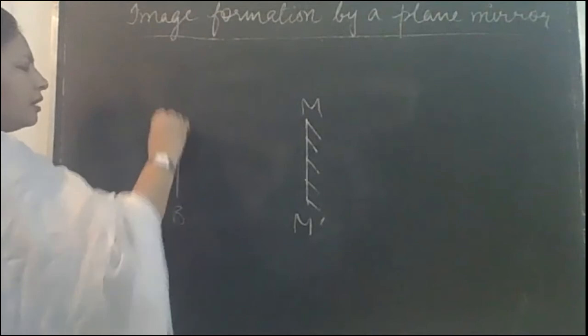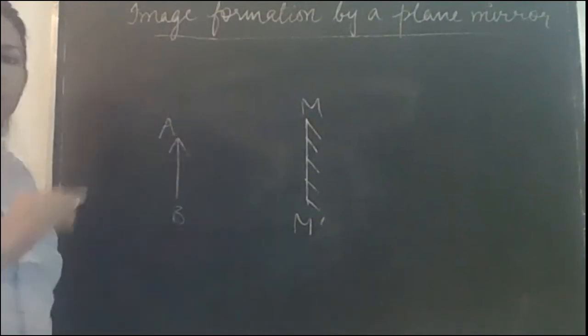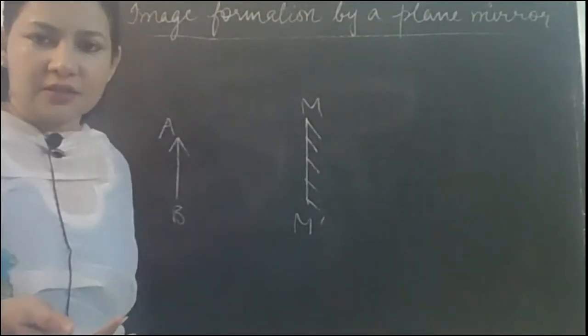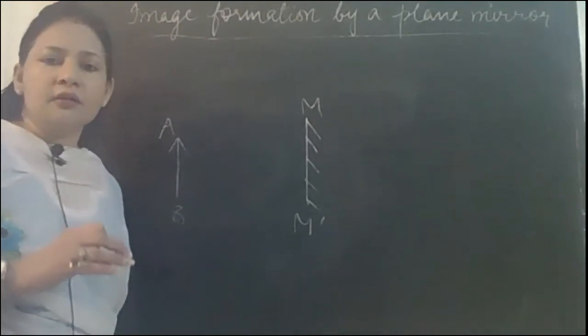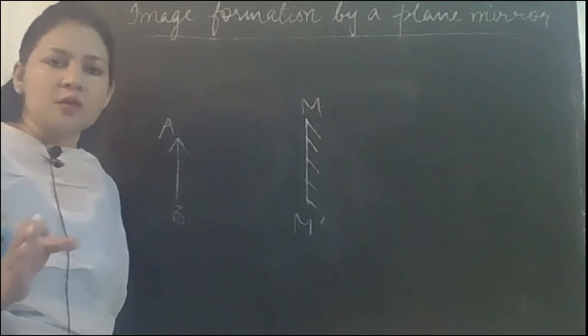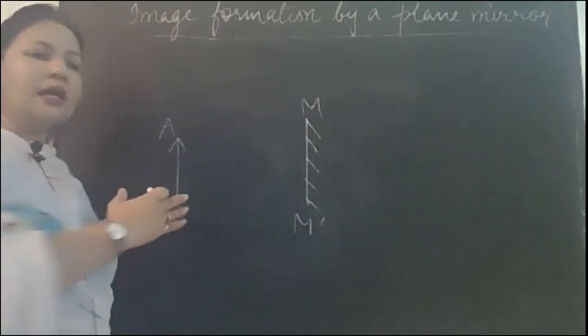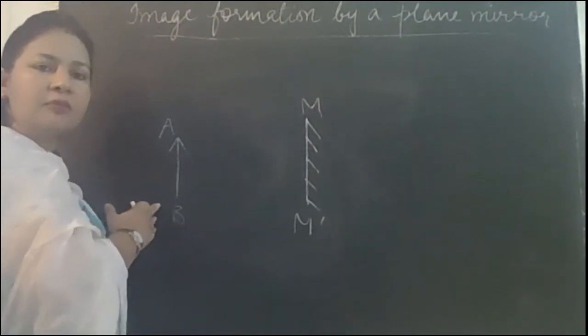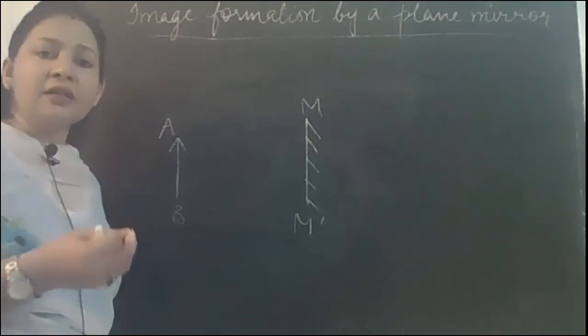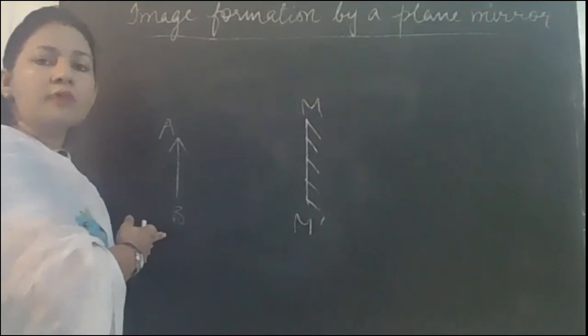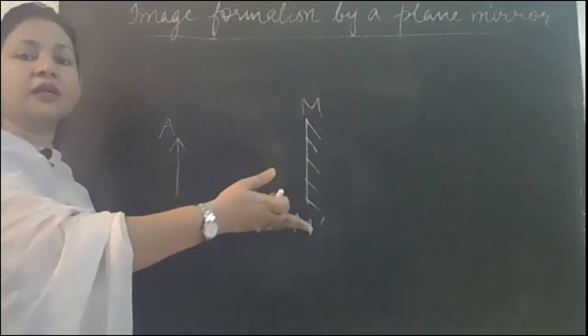I have kept an object AB in front of you, maybe a candle or any object. It is not necessary that it should be shining or having light, because when any object is kept in front of a mirror, its image is always seen. Different rays of light travel from this object towards the mirror and strike it.